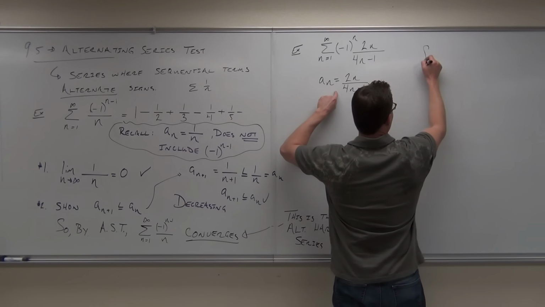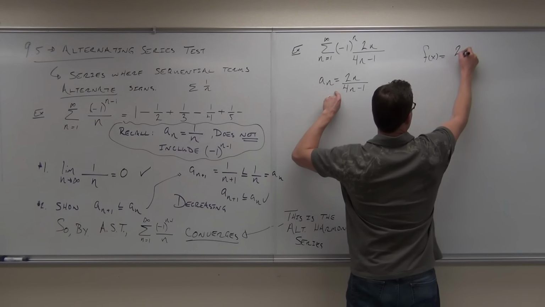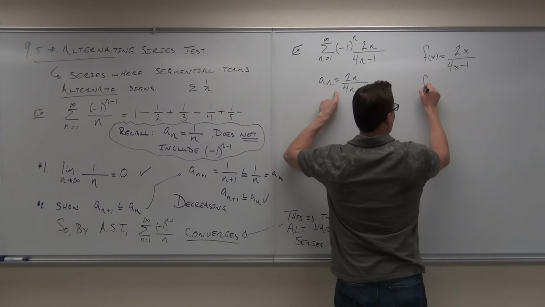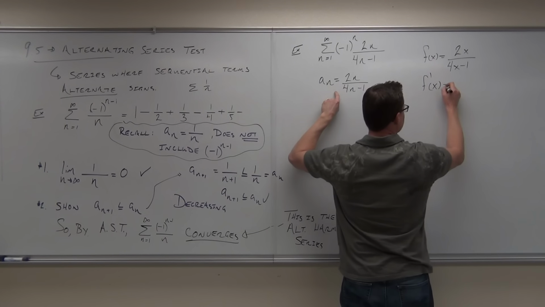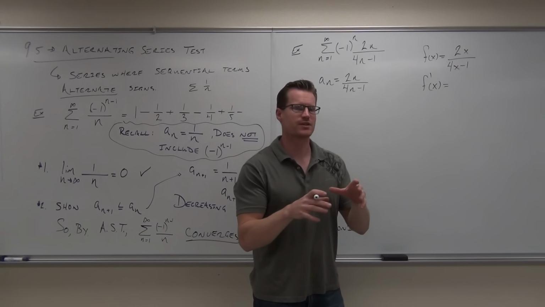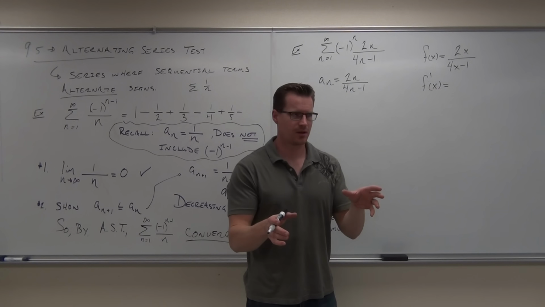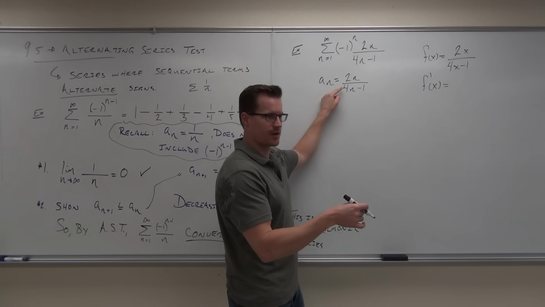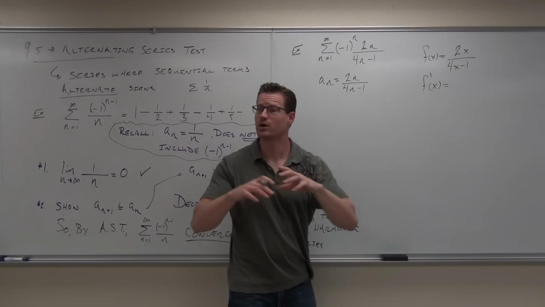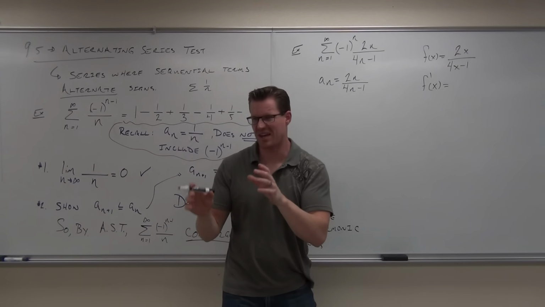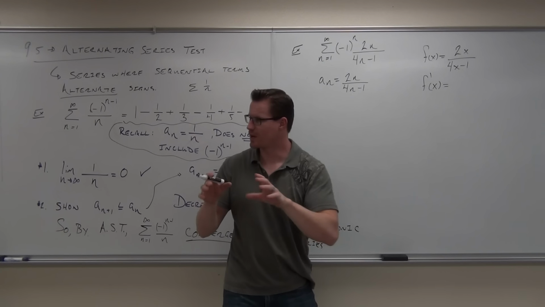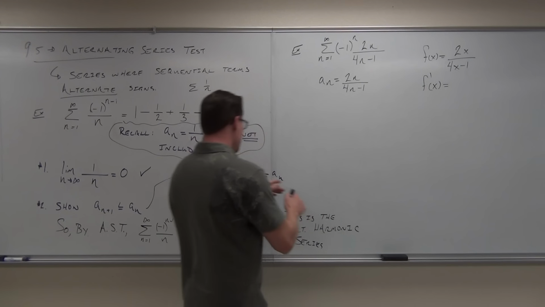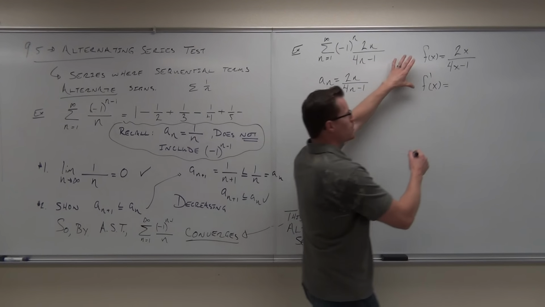I would think of f of x equals 2x over 4x minus 1. I would find a derivative of that thing. By the way, all of this is kind of a moot point. Do you understand that when I take the limit of this, it's going to equal 1/2? Yes. And that's not 0, therefore this thing will diverge by the divergence test. But I'm just showing you something extra right now. So if you didn't show it like this, you could show it with a derivative.